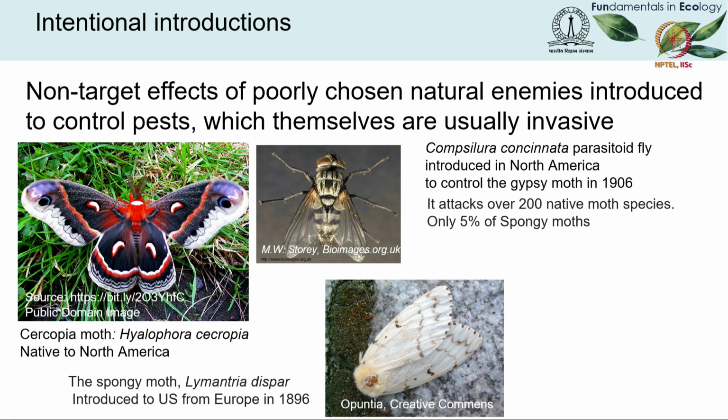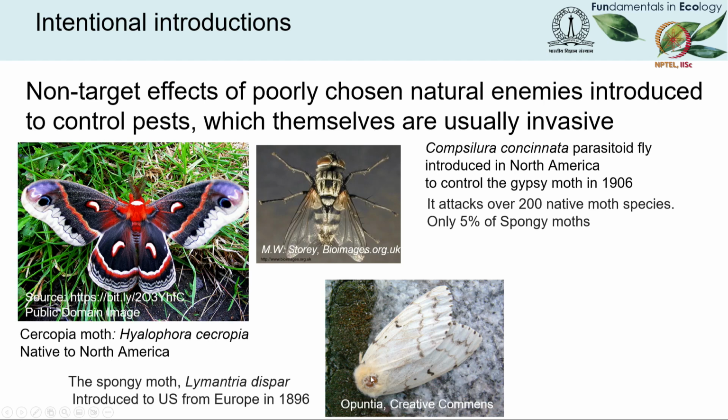So the spongy moth was introduced from Europe into the US in 1896 as potentially a moth to use for making silk, although it doesn't make very good silk. So it was brought in, and then it escaped, and then it became an invasive species in the northeastern forests in North America, and it has a huge effect on all deciduous trees in the forest.